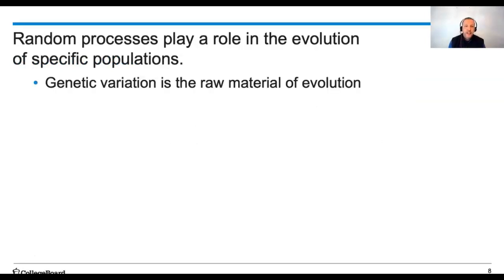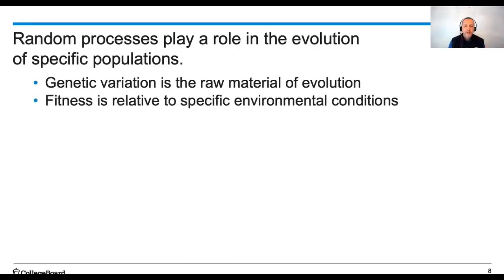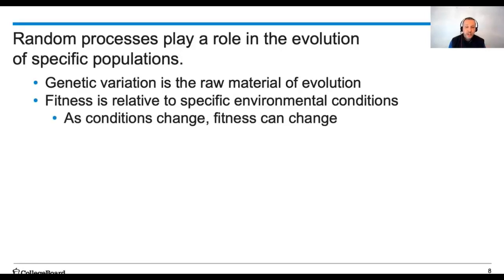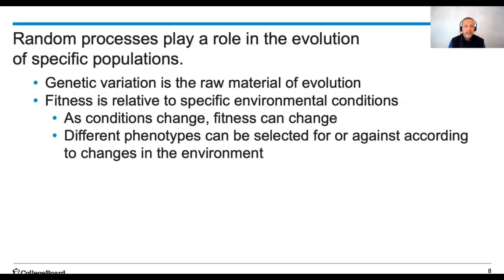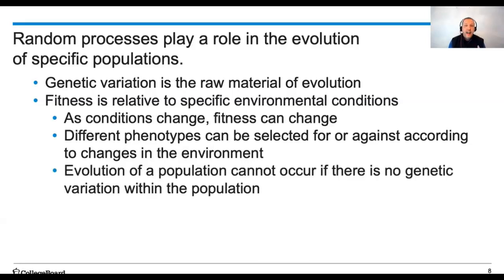Genetic variation is the raw material of evolution. Fitness is relative to specific environmental conditions. So as conditions change, fitness can change. Different phenotypes can be selected for or against according to changes in the environment. And then finally, evolution of a population cannot occur if there is no genetic variation within the population.